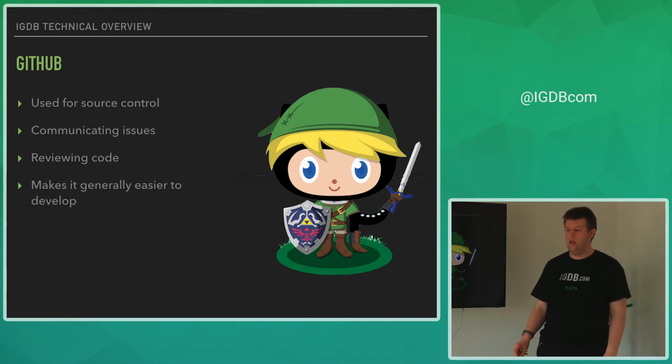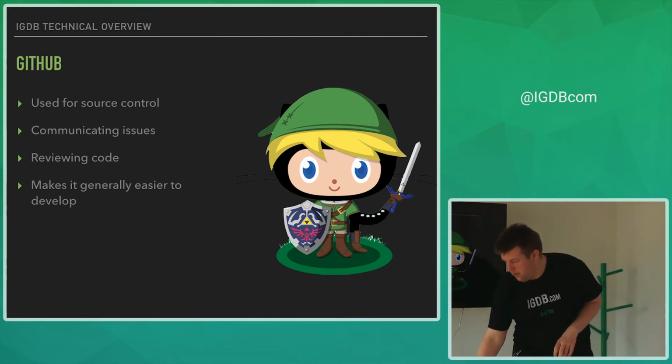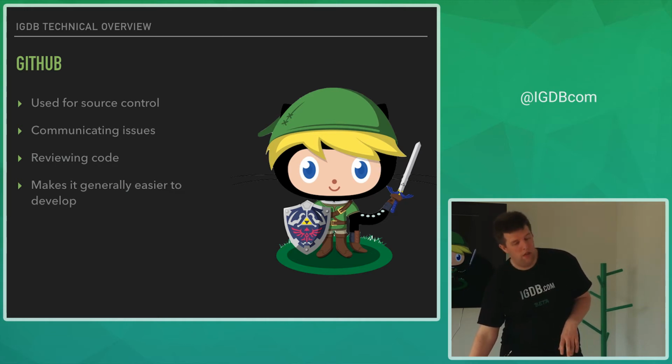And also we use GitHub. It's used for source control, for communicating issues, reviewing code, and also generally making it easier to develop IGDB. And it's a very nice service.